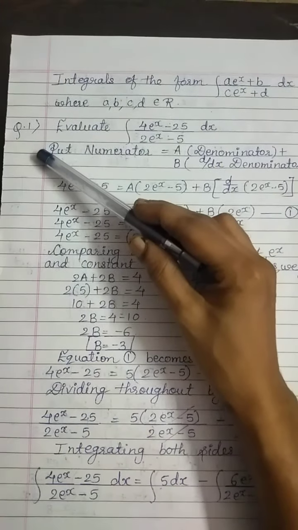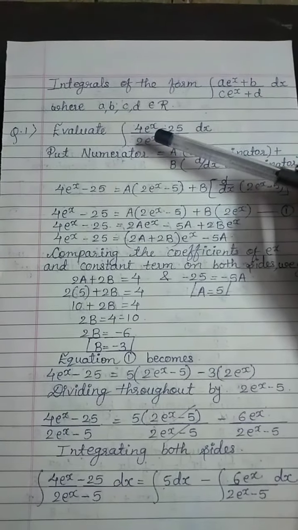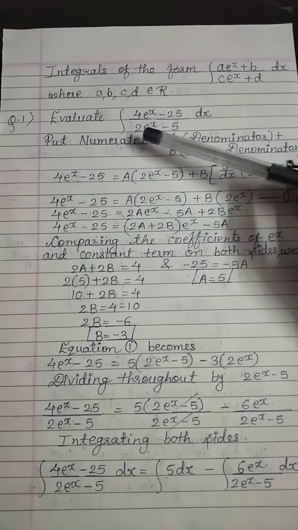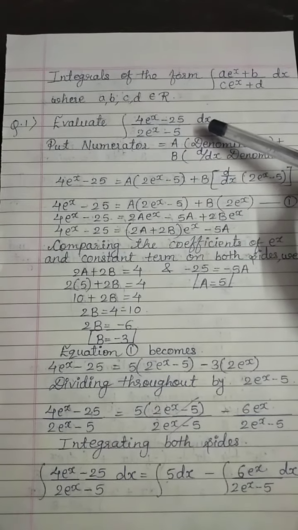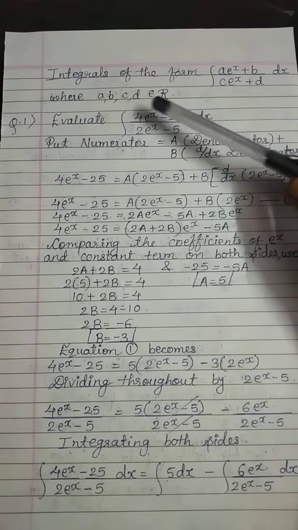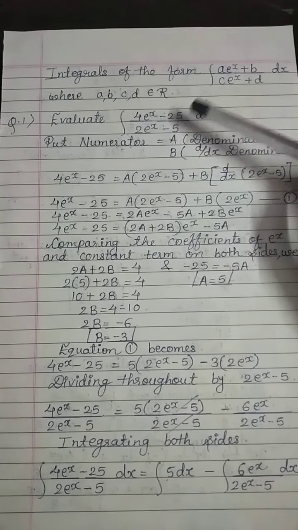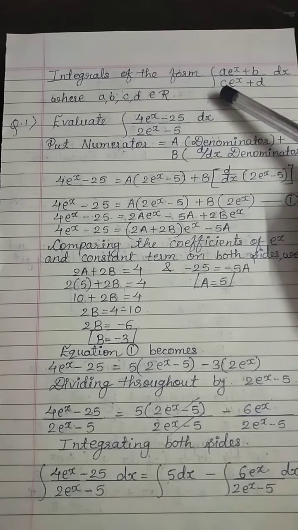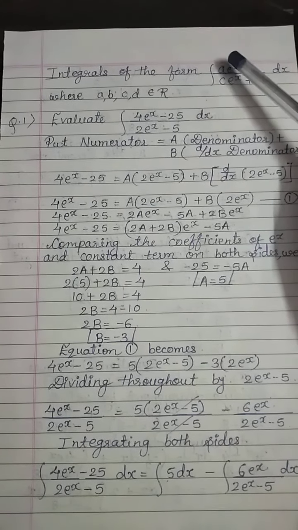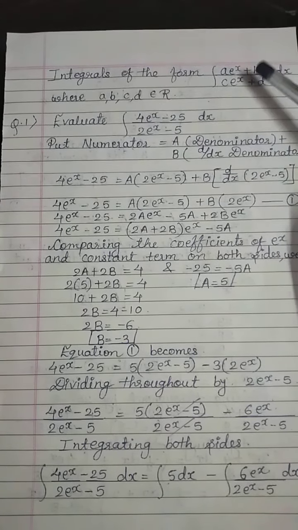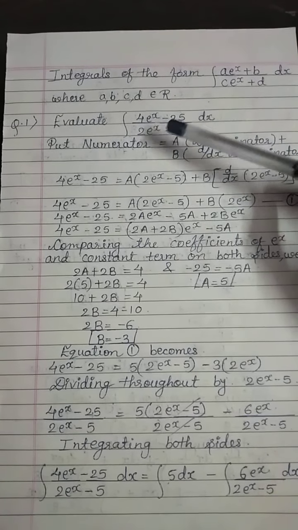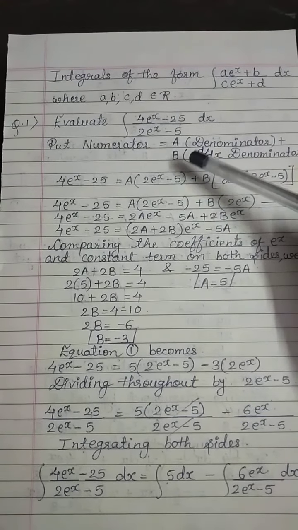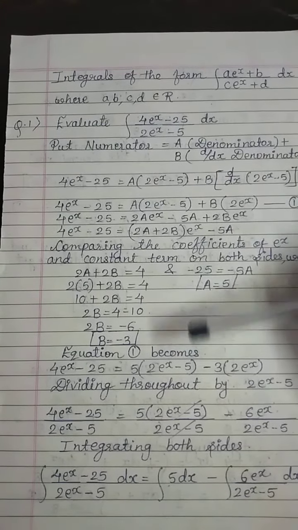Now question number 1: evaluate integration of (4 e raised to x minus 25) upon (2 e raised to x minus 5) dx. If you observe this question carefully, it is of the form integration of (a e raised to x plus b) upon (c e raised to x plus d), where the value of a is 4, b is minus 25, c is 2 and d is minus 5. So this type of question we are going to solve in this method.